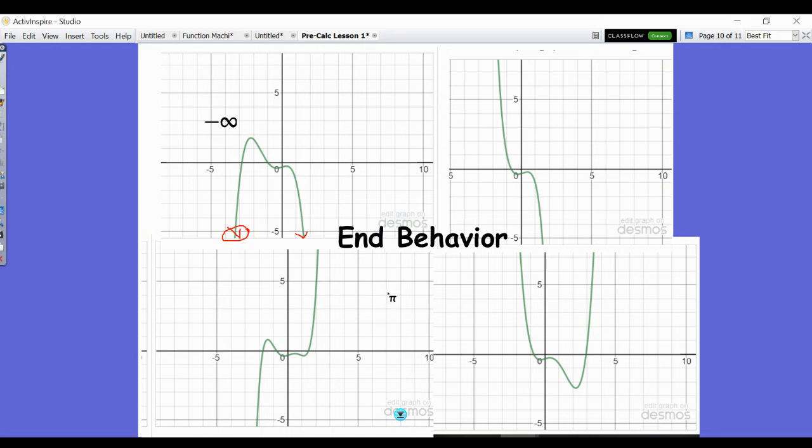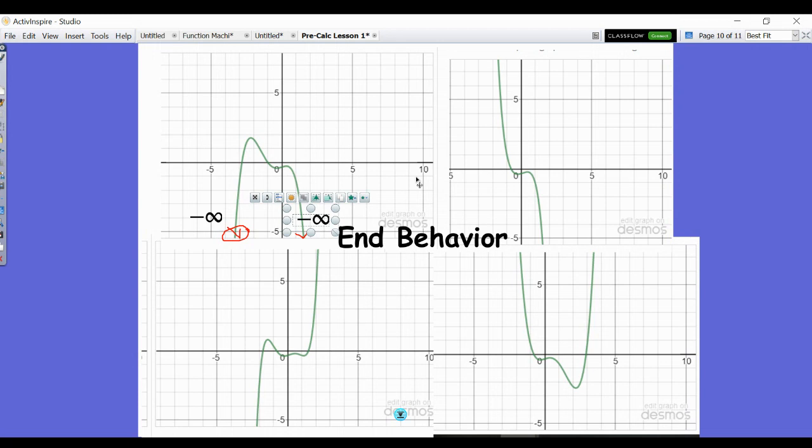Because this graph is opening down on both sides, it means that as far as its exponent goes, the highest exponent is an even number. Not that the function itself is even, but it has an even degree polynomial. Left-hand side is negative infinity because it is even in the sense that they are facing the same way. On the right-hand side, also negative infinity.